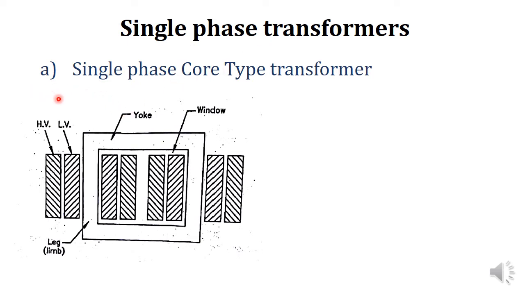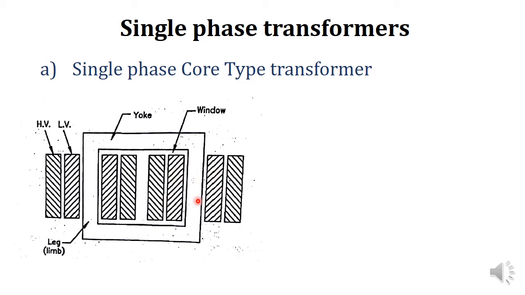Single phase transformers can be classified into two based on the construction, that is single phase core type transformer and single phase shell type transformer. First, we will discuss the construction of single phase core type transformer. The core type transformer has a frame with two legs or two limbs. On top and bottom we have yokes. Two yokes are there. And the windings are wound on the limbs.